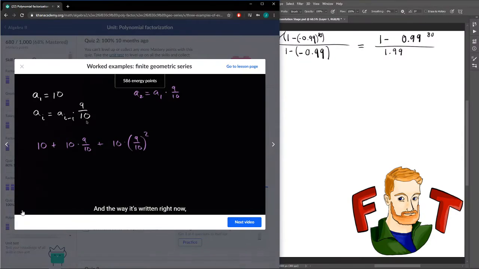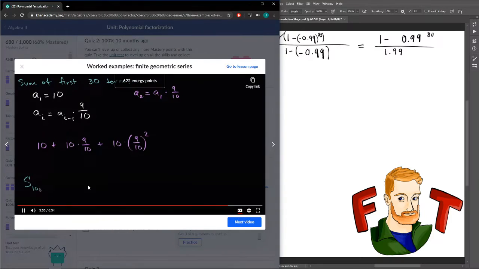squared. And the way it's written right now, I haven't written it as a finite geometric series. So let's say we want to take the sum. Let's say we want the sum of the first, I don't know, 30 terms. Sum of first 30 terms. So what will this be? Well, we're going to take s sub 30. I don't know why I wrote 10.